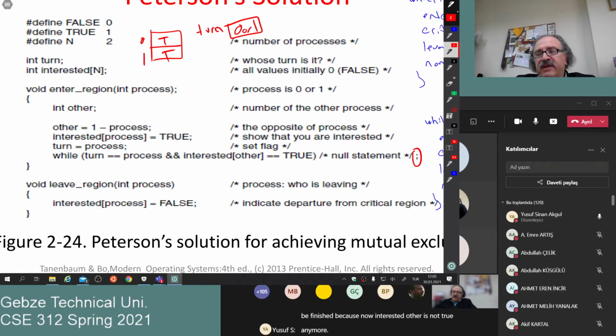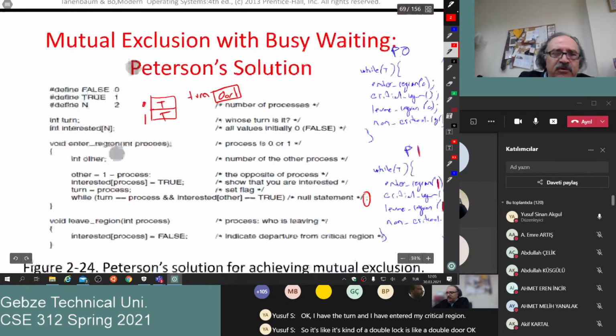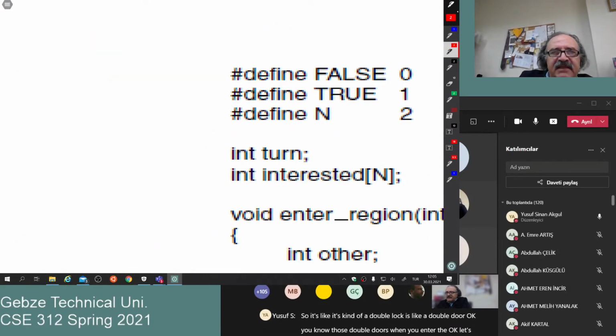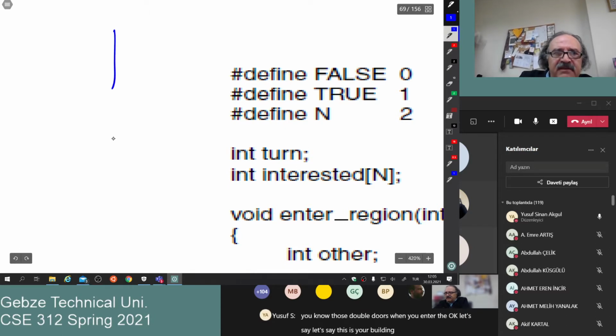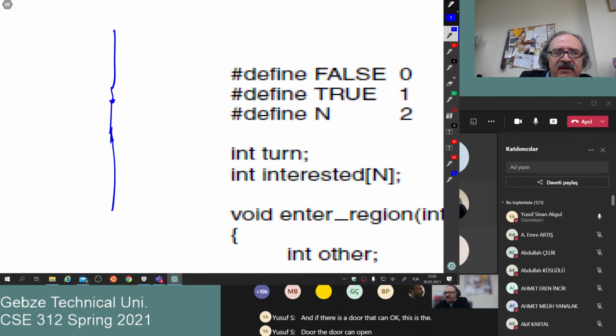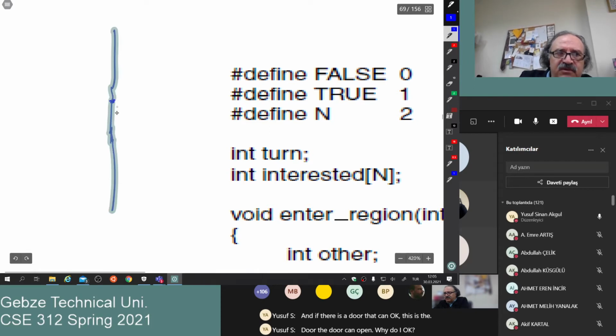Okay, I have the turn and I have entered my critical region. So it's kind of a double lock. It's like a double door. You know those double doors when you enter a building? Let's say this is your building, and there is a door. Let me try to use different colors to explain it.